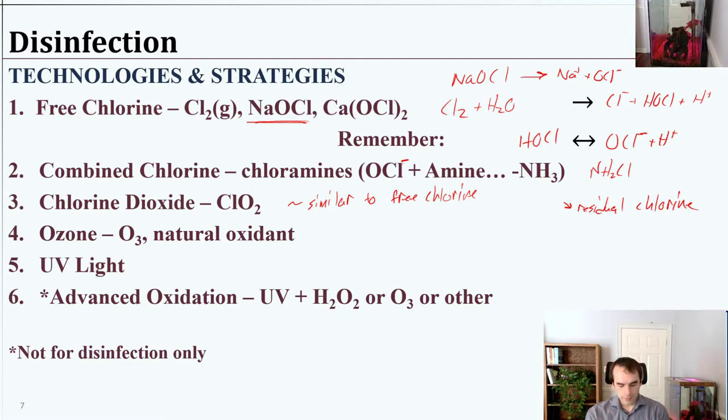Now, the sixth component, we call it advanced oxidation. There's a variety of ways to do this, and it would certainly work to disinfect something, but we actually use it for other things, not just disinfection. If we want to get rid of some chemical that's in the water, and we don't want to filter down to reverse osmosis levels to get rid of it, we can actually add ultraviolet light plus hydrogen peroxide or ozone, or maybe even chlorine if we do the right type of ultraviolet light.